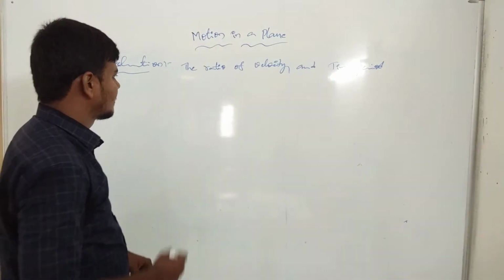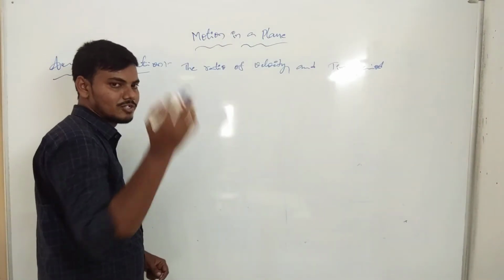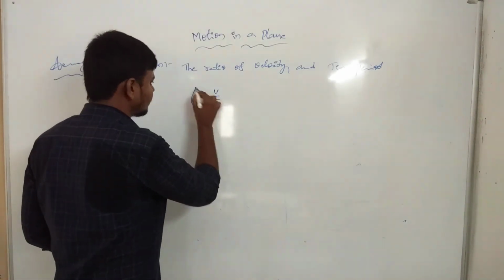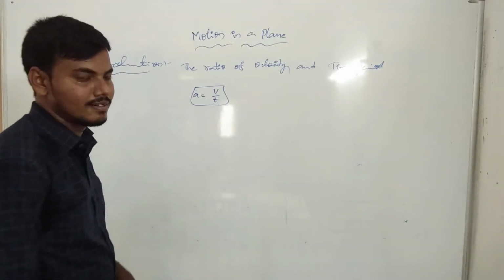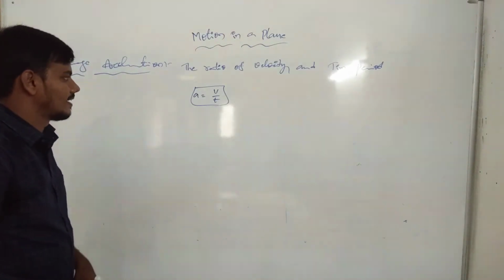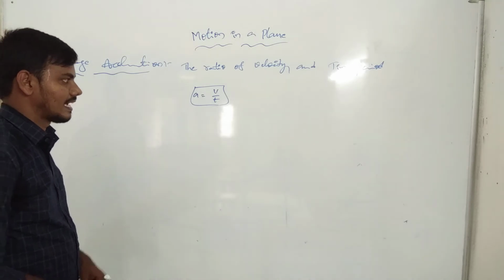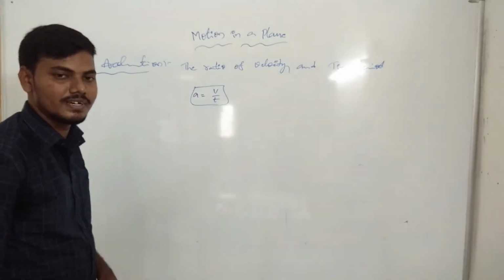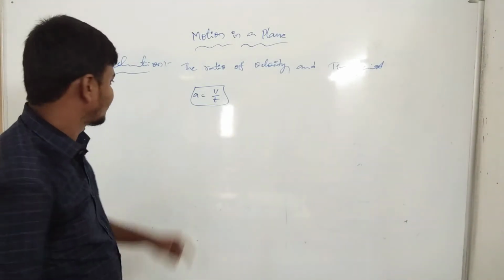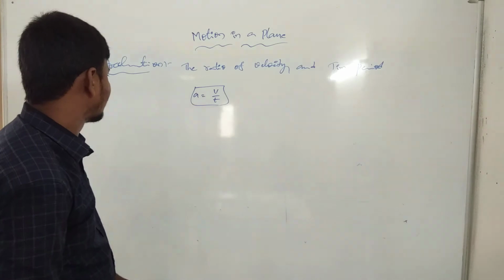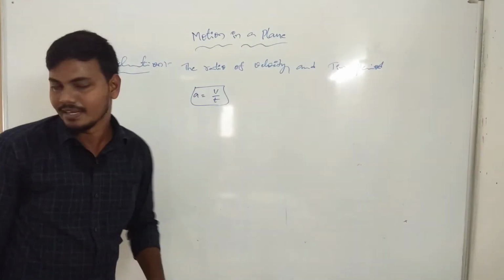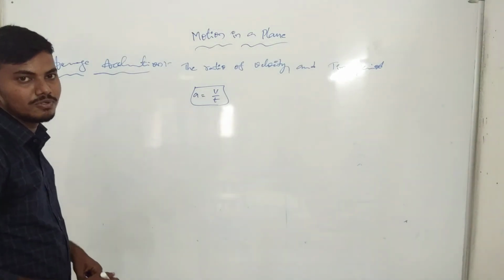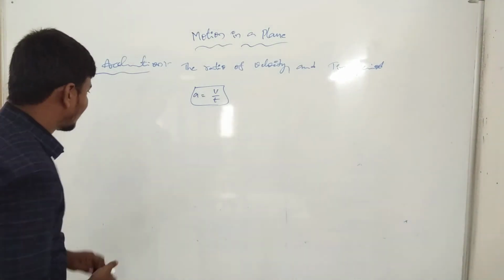Now for average acceleration, the same definition will continue and the same equation will continue: a is equal to v by t. Average velocity is average displacement by time period, and similarly average acceleration is equal to average velocity by time period. The same definition and the same equation continue: a is equal to v by t. Now for average acceleration, we can mainly introduce it with a graph.